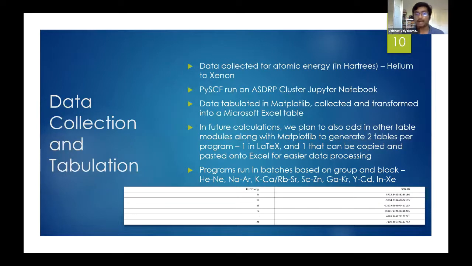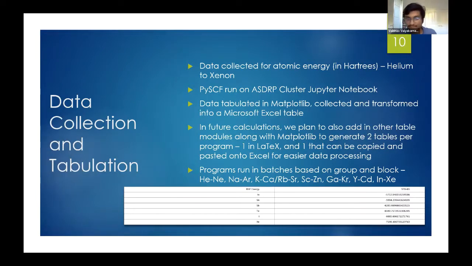And so now the actual process of how we were collecting this data. First we collected data for atomic energy in Hartrees. If anyone has questions on that, again, towards the end of the presentation, I will definitely explain it. It's a unit of energy, by the way, and we calculated it from helium to xenon. We ran our PySCF calculations on the ASDRP cluster's Jupyter notebook, and all of our data was tabulated with matplotlib. So we got these nice, beautiful tables, as you can see on the slide.